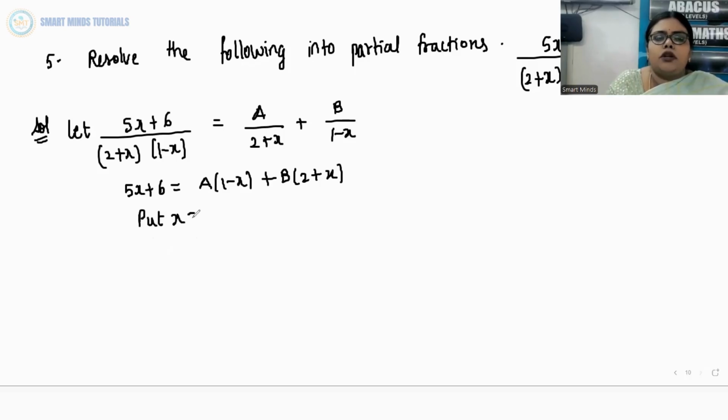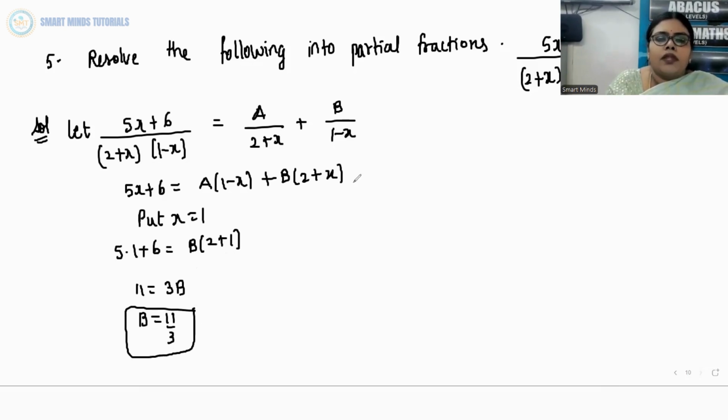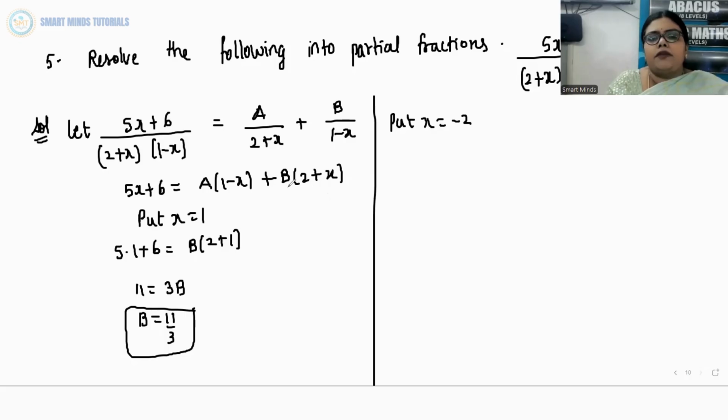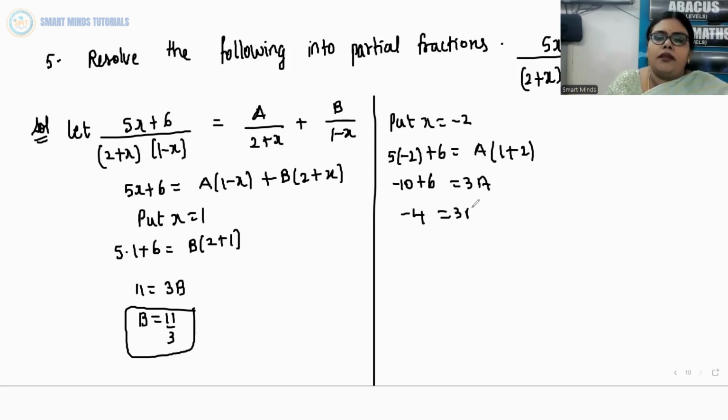Now first I want to make this 1 minus x zero. So I put x is equal to 1. So 5 into 1 plus 6 is equal to B into (2 plus 1). So 5 plus 6 is 11 equals 3B. So B equals 11 by 3. After getting B value, we put x equals to minus 2 to make the second bracket zero. So 5 into minus 2 plus 6 equals A into (1 minus of minus 2, which will become plus 2). 5 into minus 2 is minus 10 plus 6 is minus 4. So minus 4 equals 3A, and so A is minus 4 by 3.